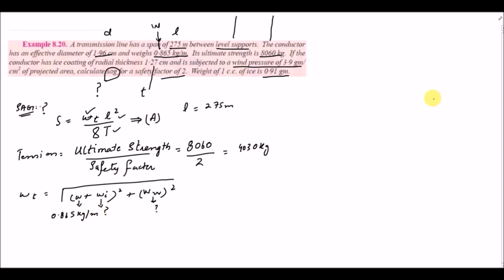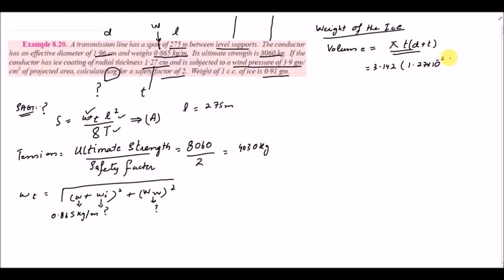Now for weight of the ice, first we have to find the volume, that is equal to pi T (D plus T). We have calculated this formula in the last lecture. We know the value of pi, it is 3.142. T is the thickness of ice, right? The thickness of ice loading, and it was 1.27 centimeter. So it is 1.27 into 10 raised to minus 2. This is for the centimeter, multiplied by diameter, it is 1.96 into 10 raised to minus 2 diameter of the conductor, plus again the ice loading thickness, it is 1.27 into 10 raised to minus 2, and the answer will be in meter cube because this is your volume.